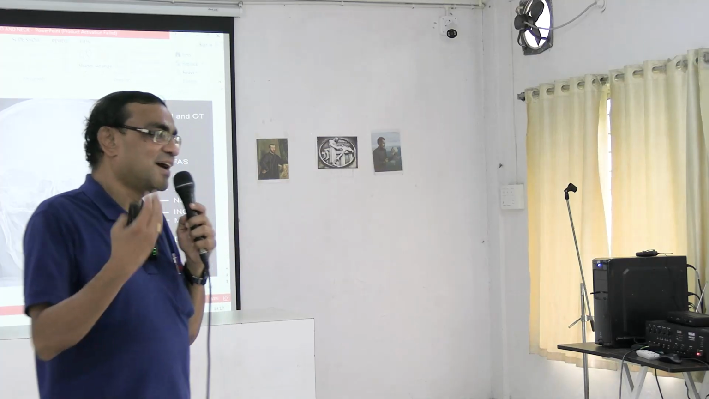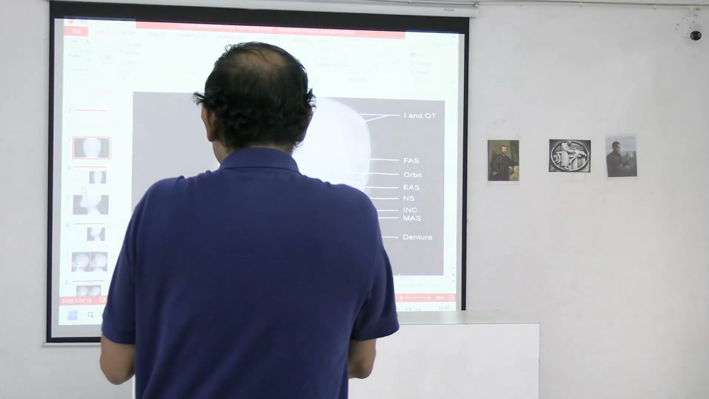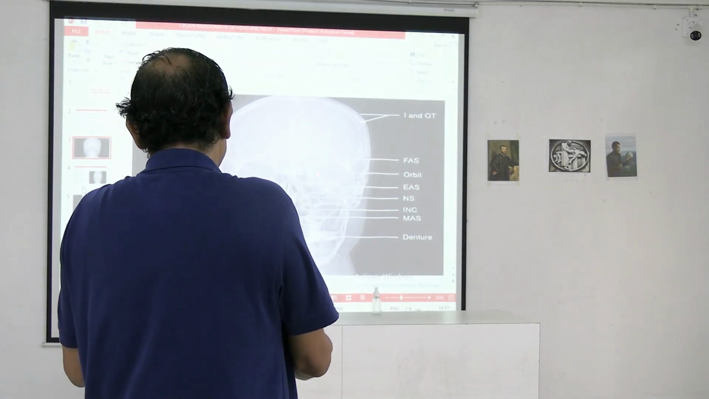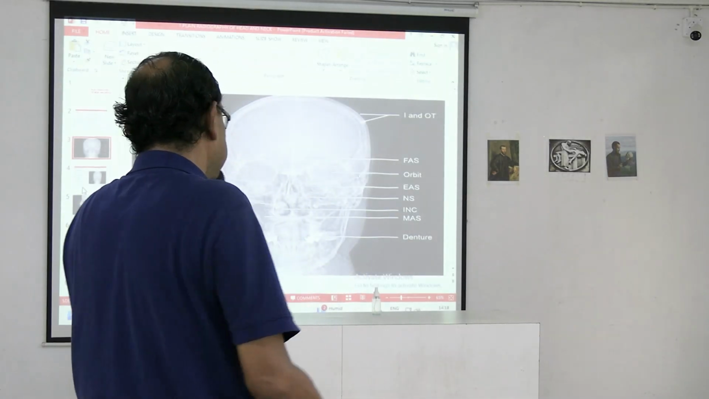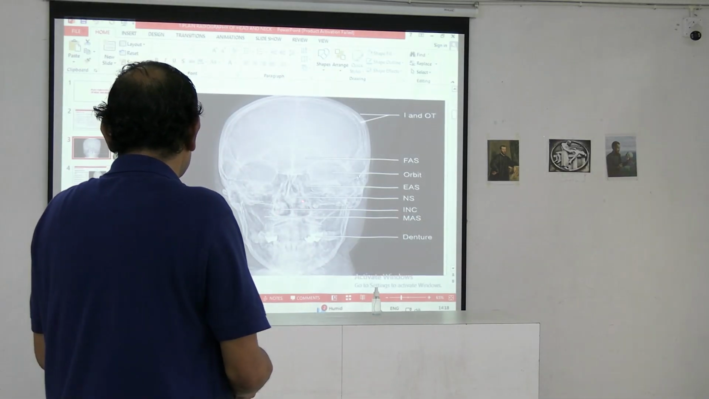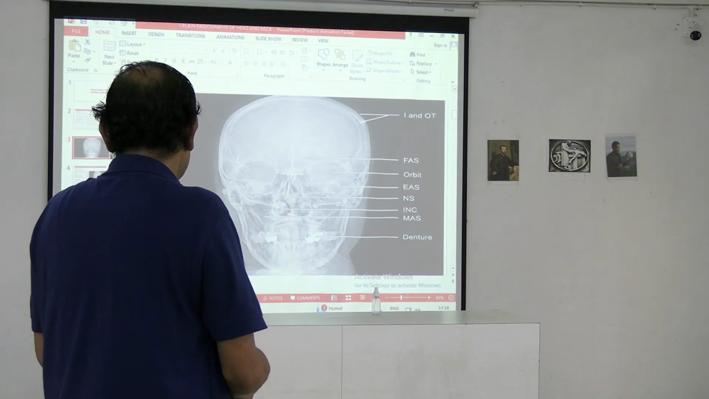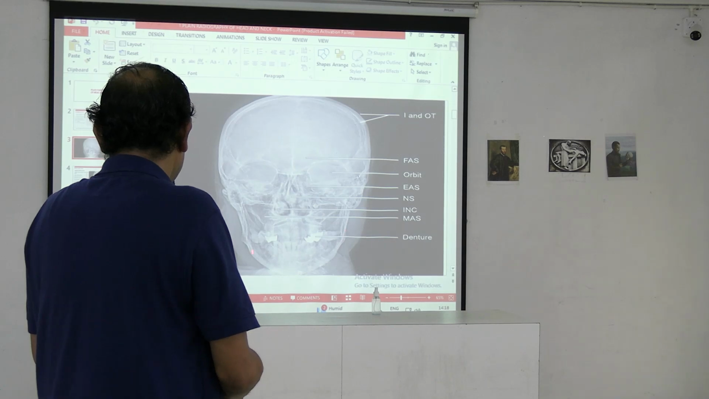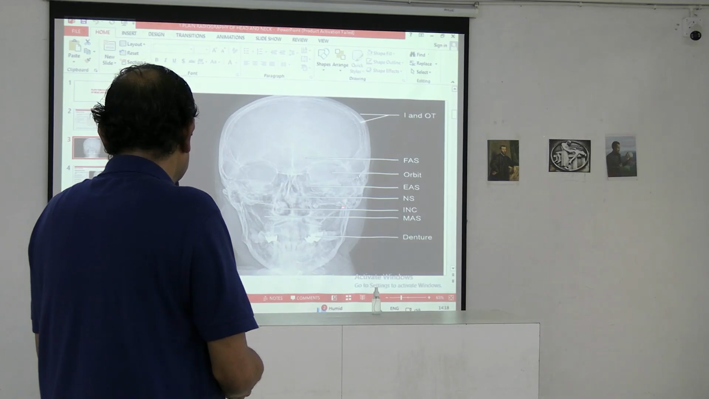So that is the orbit, where we can see the image of the orbit. And here we can see other things like the mandible, the ramus of the mandible, and the condylar process we can get.